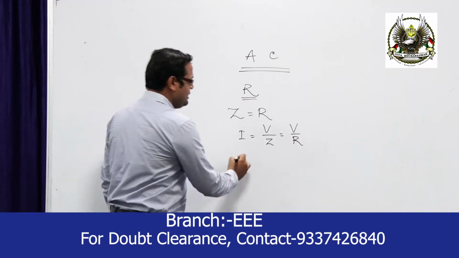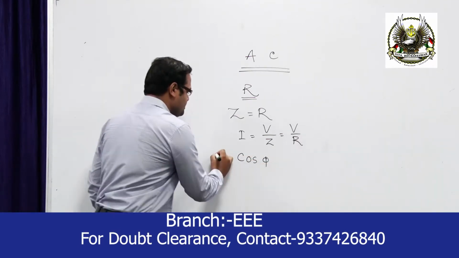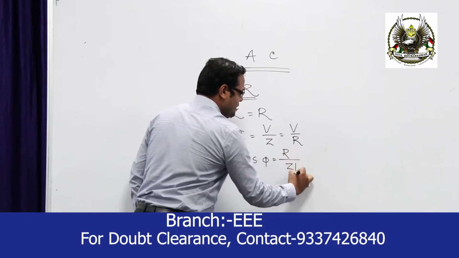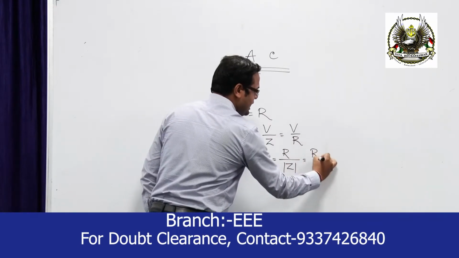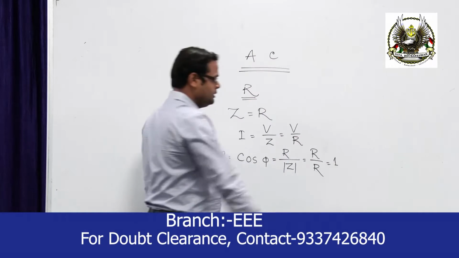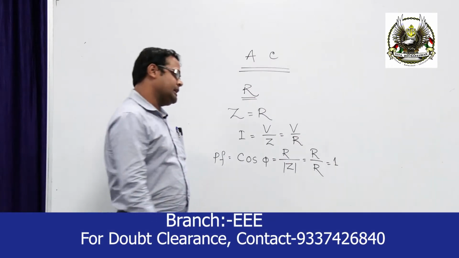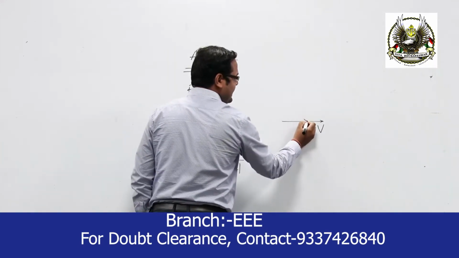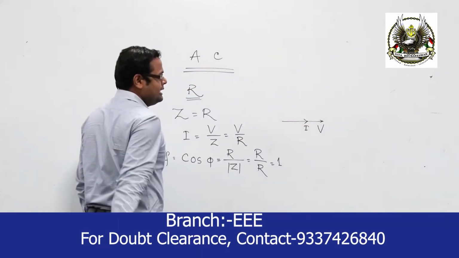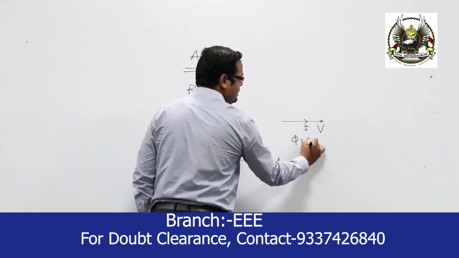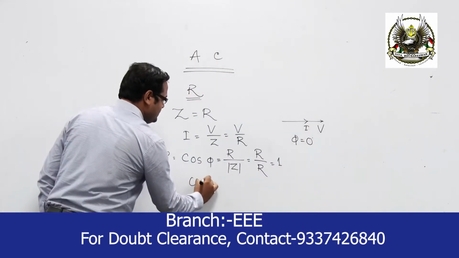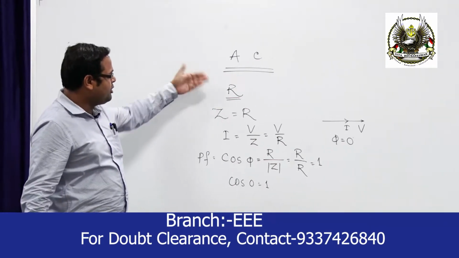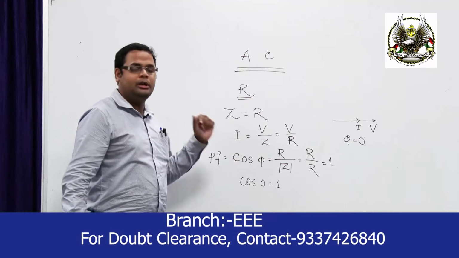And we know that the power factor cos phi is equal to R divided by mod Z. So, it is R divided by R, that is equal to 1 for a purely resistive circuit. We know that in a purely resistive circuit both the voltage and current will be like this, and the phase angle between them is equal to 0. That is why cos 0 is equal to 1. So, when we will be facing a problem on the purely resistive circuit, directly we can put the formula.